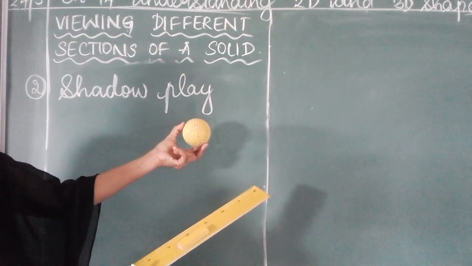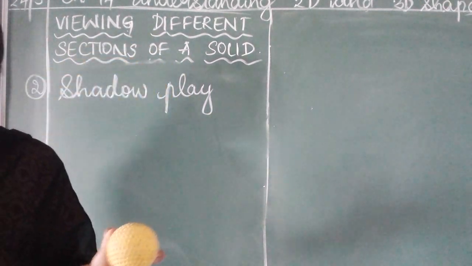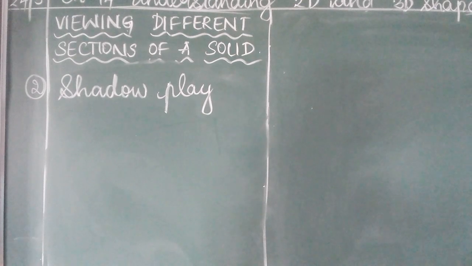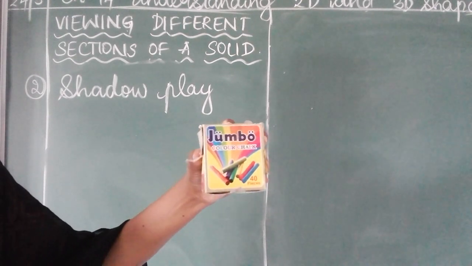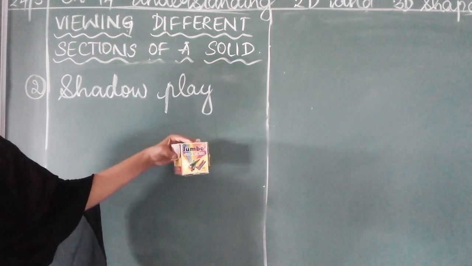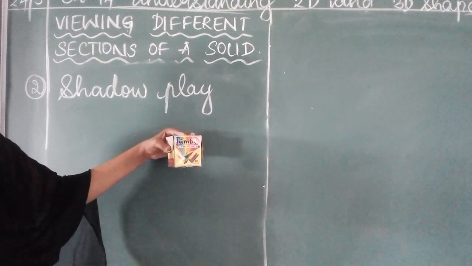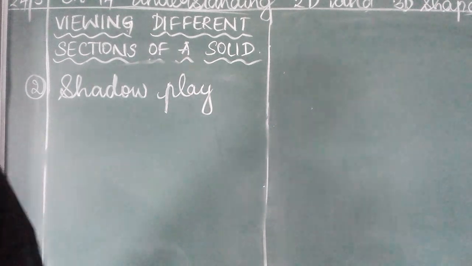Two-dimensional is a circle, whereas three-dimensional is a sphere. Now let us look at this box. Three-dimensional, this is a cube, but when you look at it in the shadow play method, you are able to see that a square shape is formed. Okay?